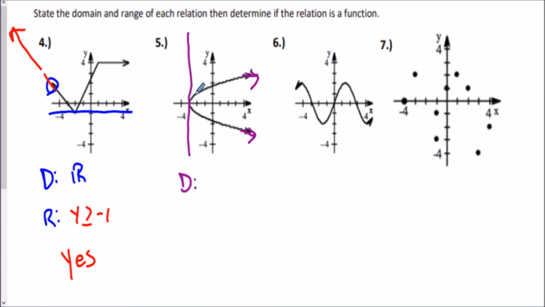I'm going to use the interval notation this time. The domain is going to be as far to the left as -3, and as far to the right as you want to go. So infinity, round brackets always next to infinity.